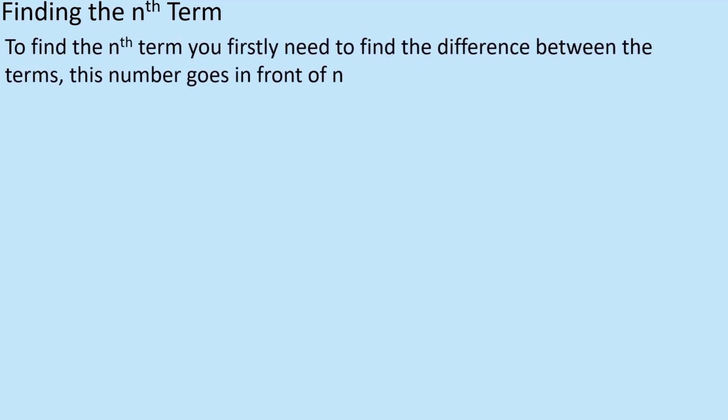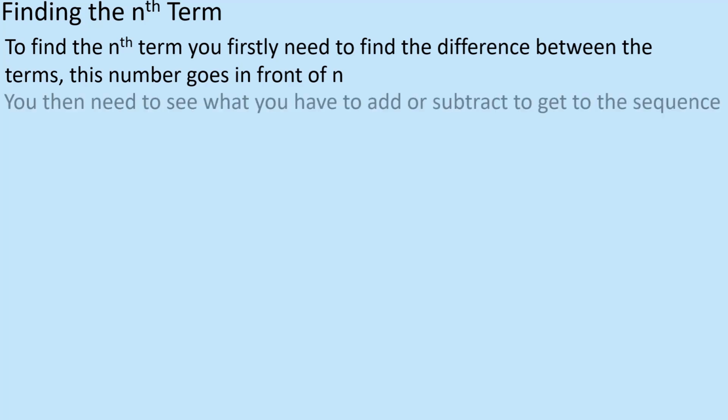So the idea of something going up in threes, or going up in fives, or going down in threes and fives, we can represent like a sequence, and it tends to be called the nth term. We'll go through that as we progress. To find the nth term, you firstly need to find the difference between the terms, for example it's going up in 3s, 4s, 5s, or 6s, and that's the value that goes in front of the n. Again, this will make more sense in a second.